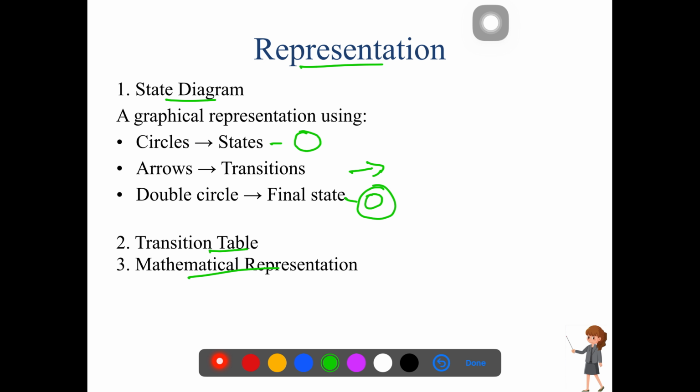Transition table. It represents the state transition in tabular form. It shows the next state for each input symbol. Mathematical representation. It represents the automaton using a formal tuple. For example, M equals Q comma sigma comma delta comma Q naught comma final state F. This representation helps us to design and analyze the automata easily. I hope you guys understood. We'll move to the next slide.